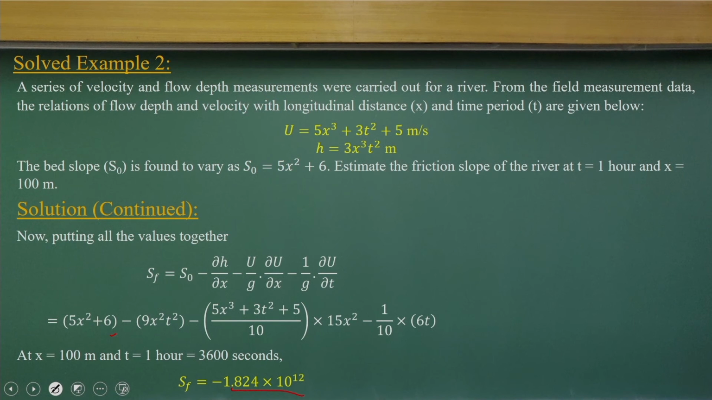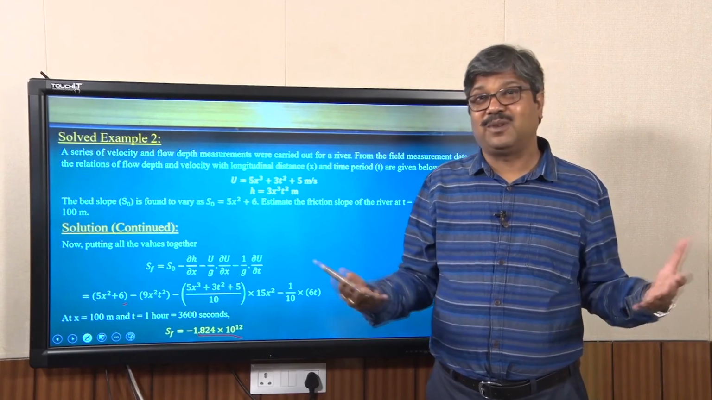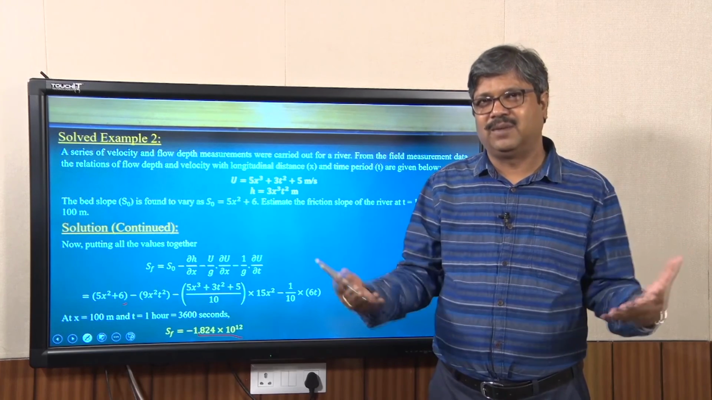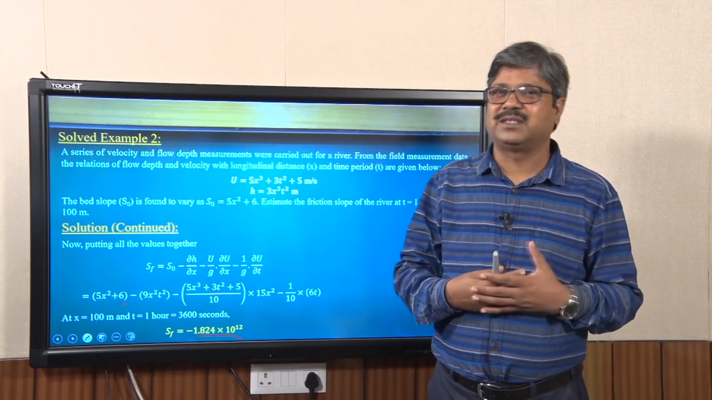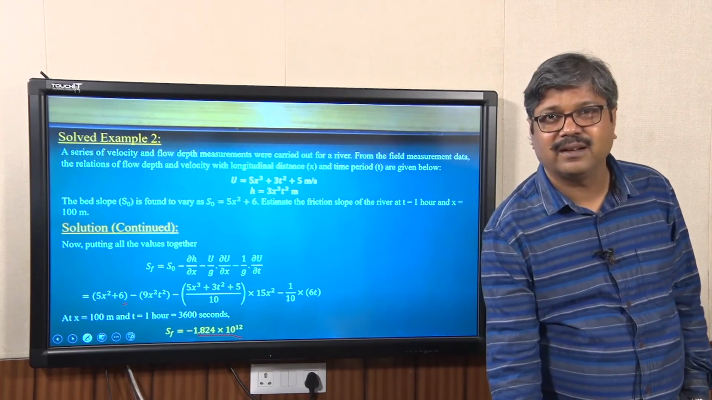So, this is the example where you may have 1,000 data points, and if you can develop the relationship functions between the flow depth, velocity and the bed slope, you can find out what the friction slope factors could be. That is the demonstration we have given.